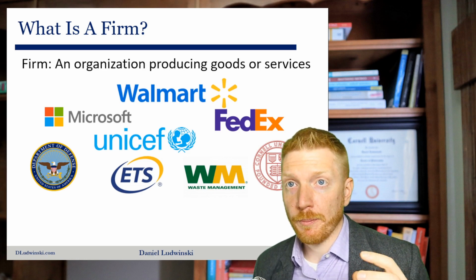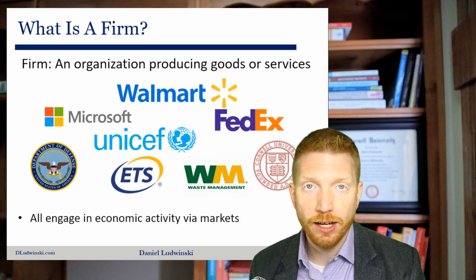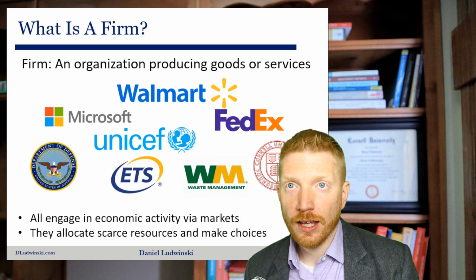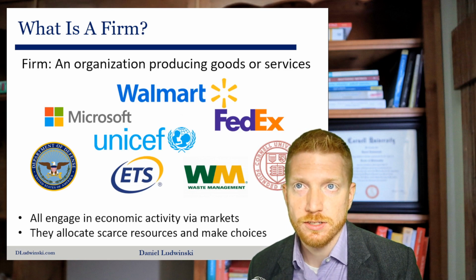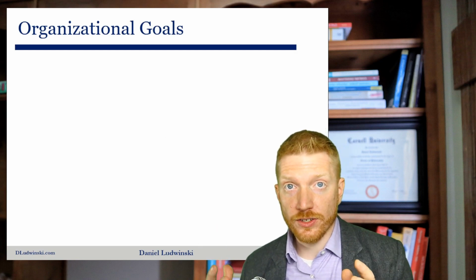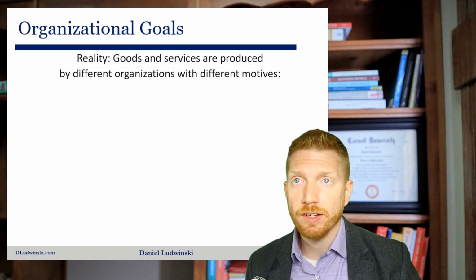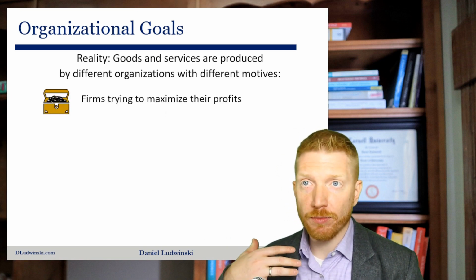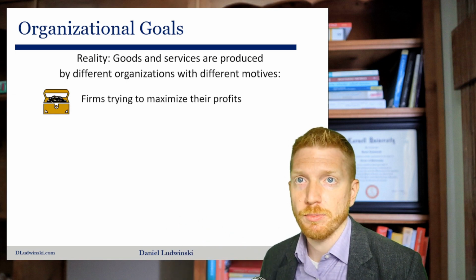And the thing that binds these together is that they all engage in economic activity via markets, and they're forced with allocating scarce resources to make choices. Now, different firms and different organizations are going to have different goals. So in reality, they're going to have a lot of different motives. We can have firms that are trying to make the most profits that they can. They're maximizing profits.